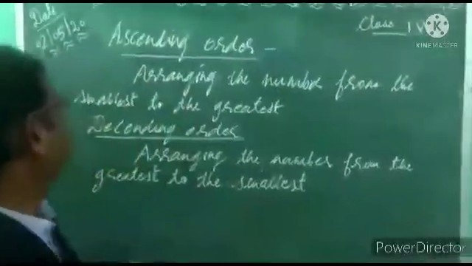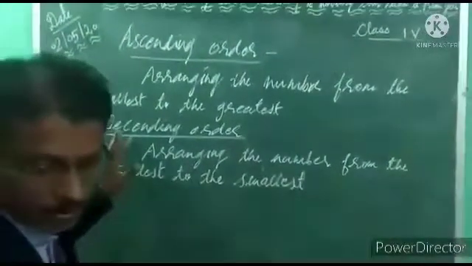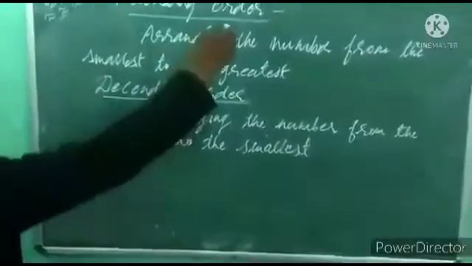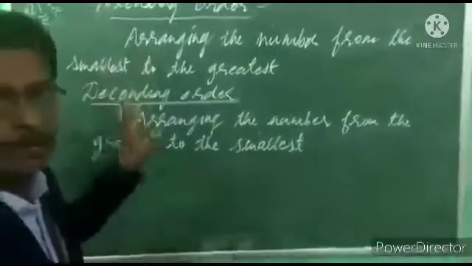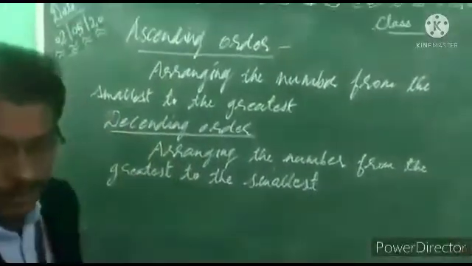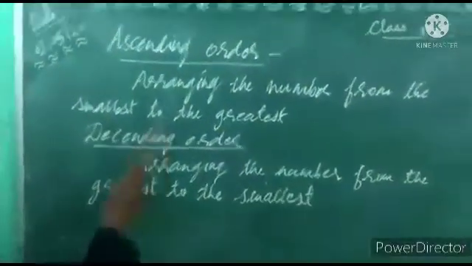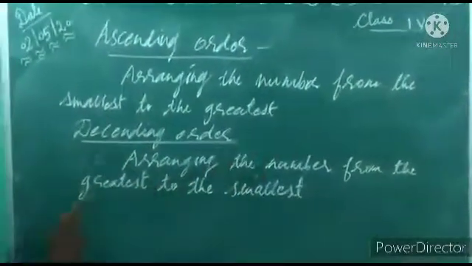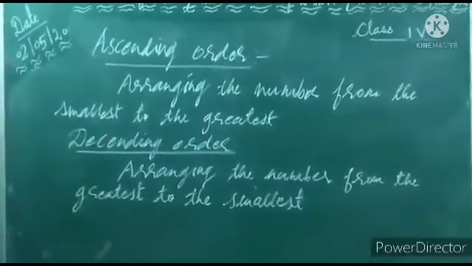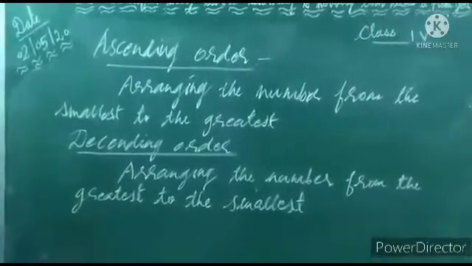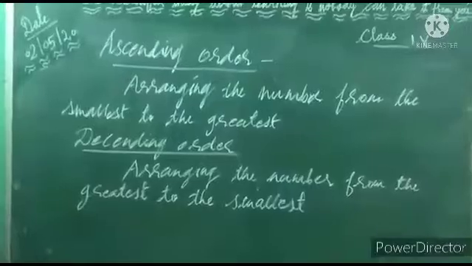Understood. Before going to the next question, we have to study ascending and descending order, because in question number 5 it is written ascending and descending. So you should know the meaning of that. At first we will study the definition of ascending order. Simple definition: arranging the numbers from the smallest to the greatest. If 2, 3 or 4 numbers are written, then we arrange the numbers from the smallest to the greatest. That is called ascending order.